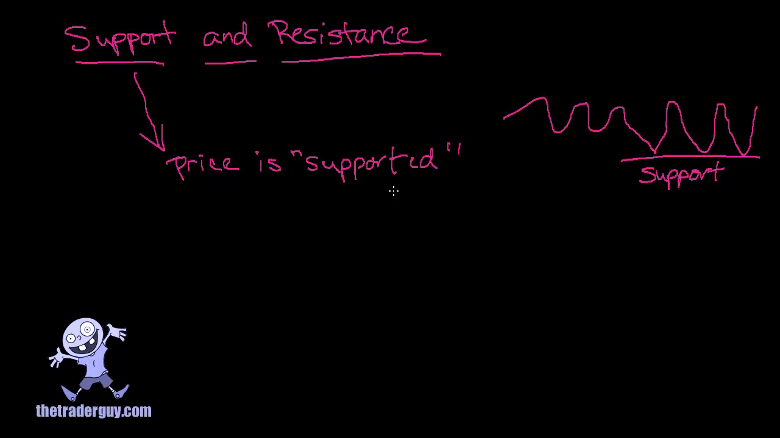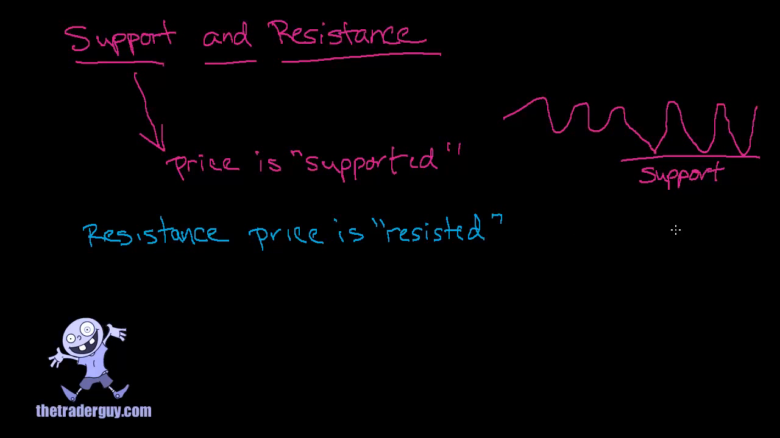the concept of resistance. Now, resistance, go ahead and make this a different color here, is simply where price is resisted, just like it sounds. Now, exact same thing, but in reverse. So there is a price, and this is our resistance area, and the market goes up, and it just can't get above that. In other words, price is being resisted at that point in the market.